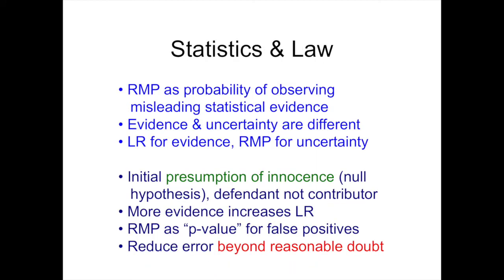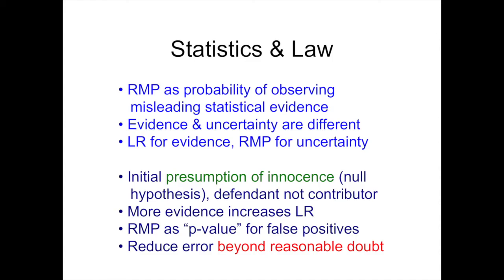People have written about this in statistics and the law as a concept. Again, they don't call it RMP. People have said in statistics that you can view this error, or the RMP, as a probability of observing misleading statistical evidence, and that evidence and uncertainty are different. The likelihood ratio summarizes evidence. The RMP is measuring some sort of uncertainty. There have been law papers written by people about this, talking about an initial presumption of innocence, what a juror might be believing is a null hypothesis.